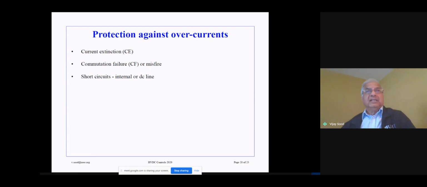So in order to protect against overcurrents, these are the three types of protection that we utilize. First is the current extinction, CE, a commutation failure or a misfire in the system, any short circuits internal or in the DC line. So we can protect against these kinds of faults by using these control systems.